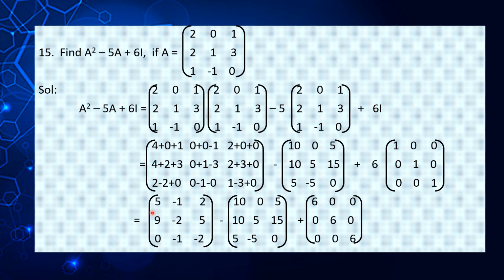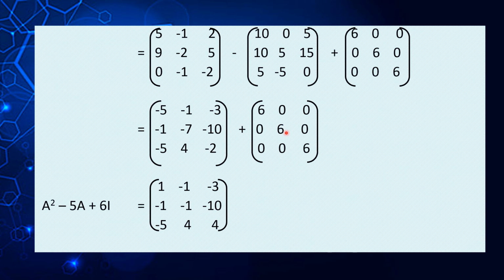That would give us the value 5, minus 1, 2, 9, minus 2, 5, 0, minus 1, minus 2, minus 10, 0, 5, 10, 5, 15, 5, minus 5, 0, plus 6, 0, 0, 0, 6, 0, 0, 0, 6, which is equal to 5. First subtract these two, that would give us minus 5, minus 1, minus 3, minus 1, minus 7, minus 10, minus 5, minus 4, minus 2, plus 6, 0, 0, 0, 6, 0, 0, 0, 6.